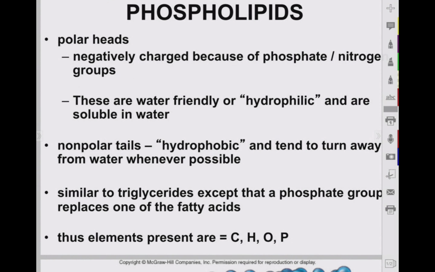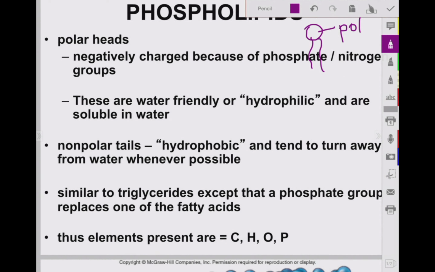Now the polar heads, let's go ahead and redraw that. This is the polar head, and here are your fatty acid tails. You get really two regions of a molecule that will interact sort of differently. And it's interesting now because instead of just carbon, hydrogen, and oxygen, we've introduced a little bit of phosphate. So we've kind of got a specialized triglyceride here. And it's really good at forming membranes. In fact, it's a big part of soap.